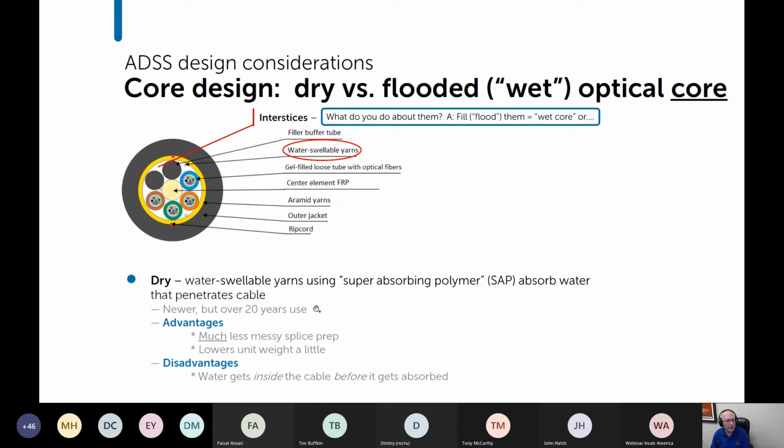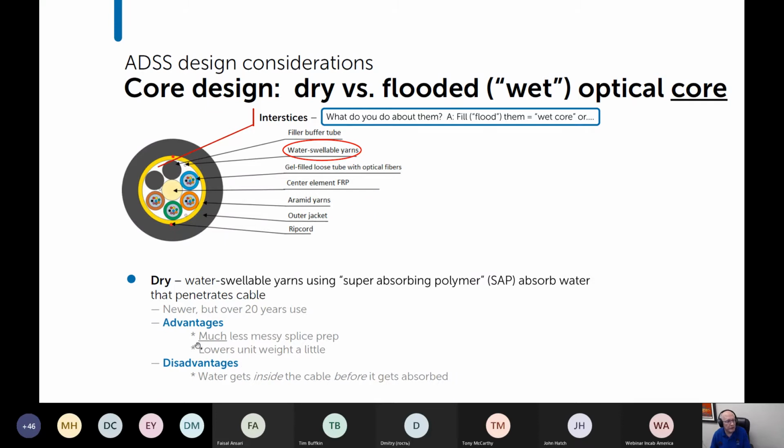It's newer, but again, in relative terms, still over 20 years of use. And what you're doing is laying water absorbing yarns, which use super absorbing polymer, SAP, to absorb any water that gets inside the core.